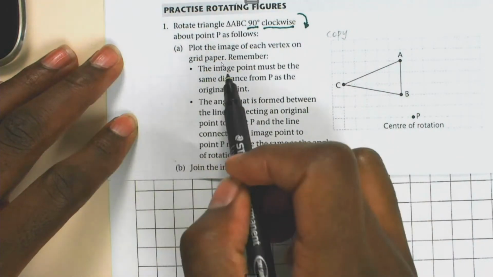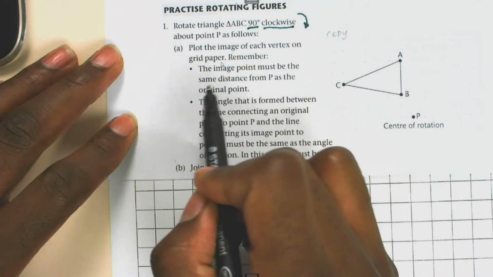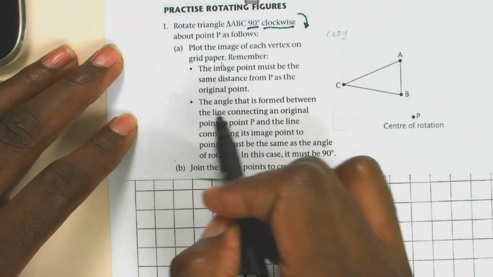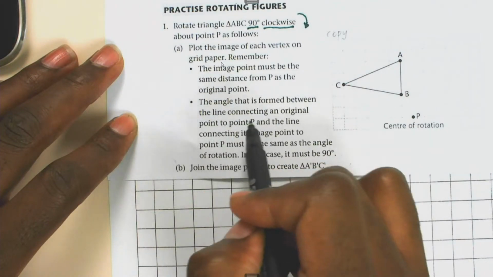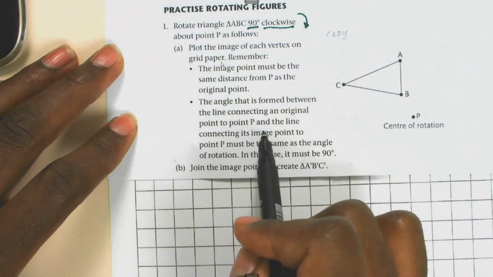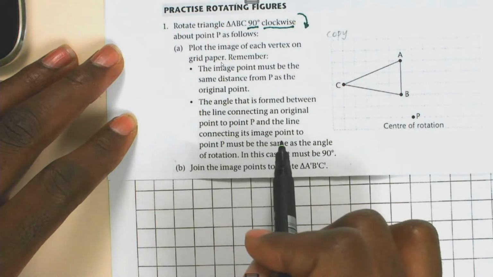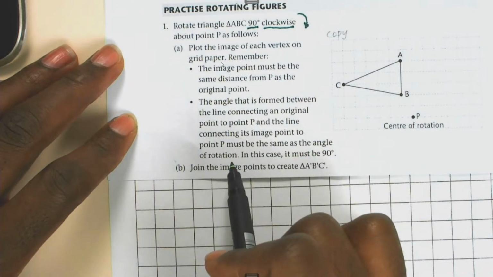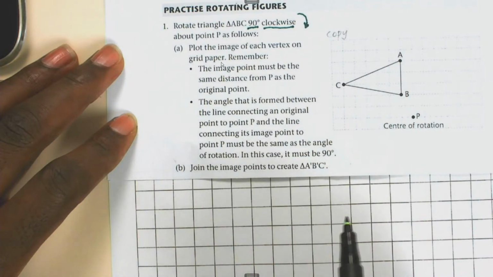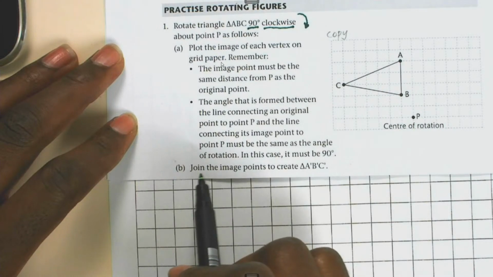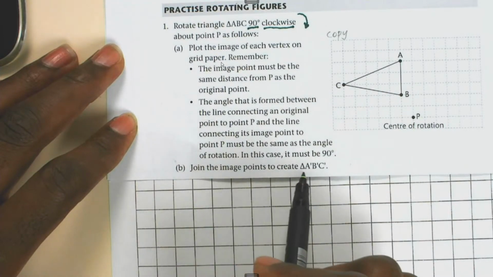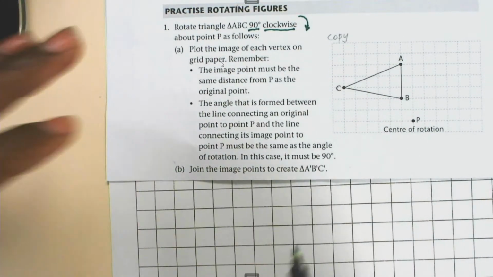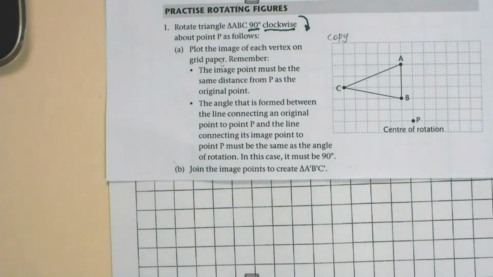Remember the image point must be the same distance from point P as the original point. The angle formed between the line connecting an original point to point P and the line connecting its image point to point P must be the same as the angle of rotation. In this case, it must be 90 degrees. Lastly, join the image points to create triangle A prime, B prime, and C prime. Let us start first by drawing that triangle.